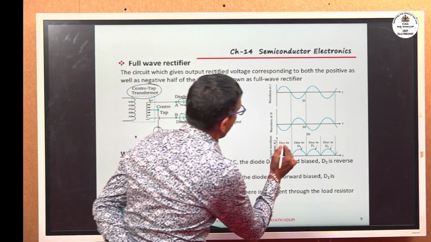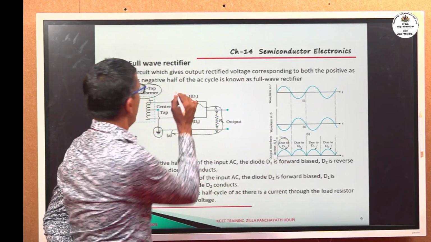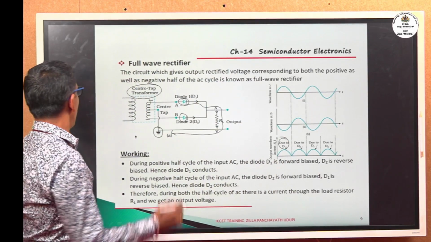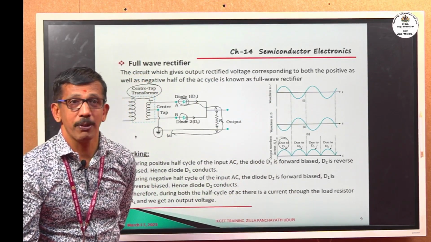Here we write output due to D1. Output is produced due to the first diode. Now we move on to the second half of the input signal. Second half cycle of the input signal.